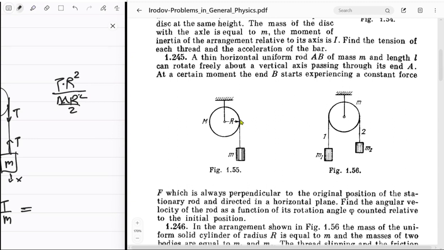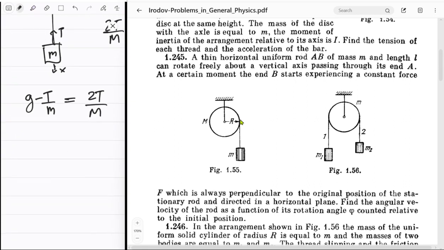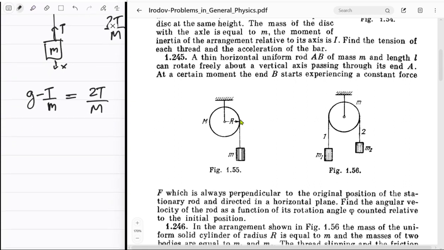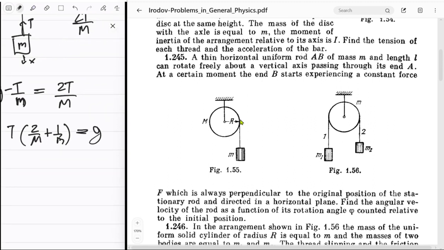There we go. This is the thing: 2T upon m. That's pretty much the stuff. So you can figure out T through this. Oh, it's small m, by the way. Looks like capital M, it's small m. T times 2 upon capital M plus 1 upon small m is just equal to g. There you go, you got the tension.